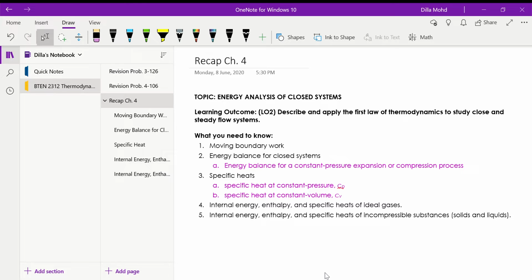Chapter 4 is about energy analysis of closed systems. It covers part of the learning outcome number 2 of our course, which says that you need to be able to describe and apply the first law of thermodynamics to study closed systems.